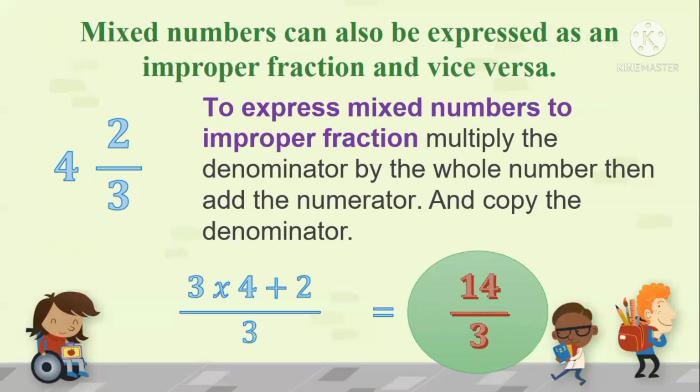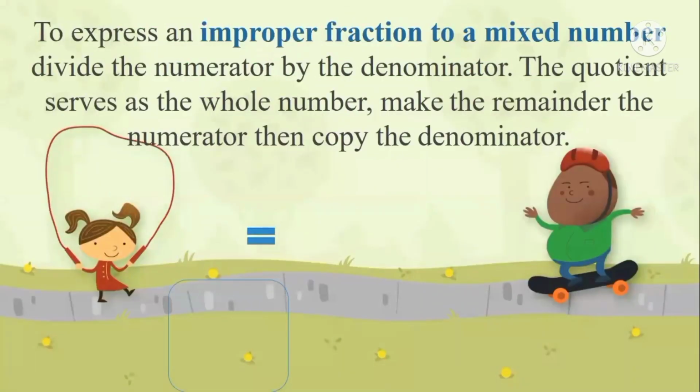So 14/3 is considered an improper fraction. In an improper fraction, the numerator is greater than the denominator. So as what you have observed, 14 is greater than 3. So that fraction is an improper fraction. Likewise, an improper fraction can be changed to a mixed number. So let's consider this improper fraction, 7/5. Again, 7 is greater than 5, so this is an example of an improper fraction.